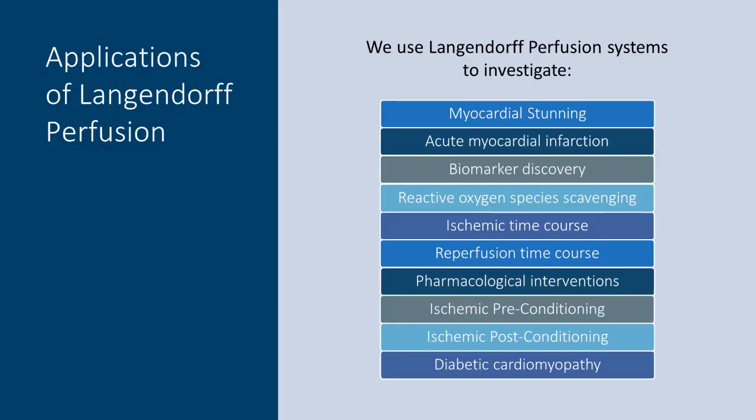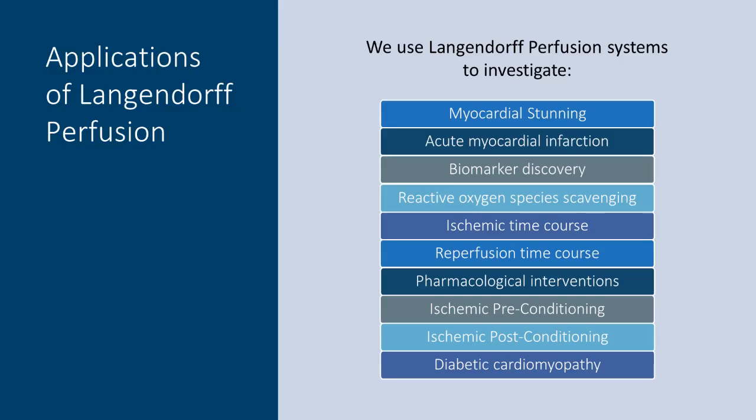So we apply our Langendorff perfusion to investigate multiple cardiac pathologies. The ones that I've listed here are ones we have done in our lab over the years. The first one being myocardial stunning, where we're inducing a short period of myocardial ischemia followed by reperfusion, normally around about 15 minutes of ischemia. We've looked at acute myocardial infarction, where we increase that period of ischemia out to 30 minutes and also 60 minutes of ischemia as well.